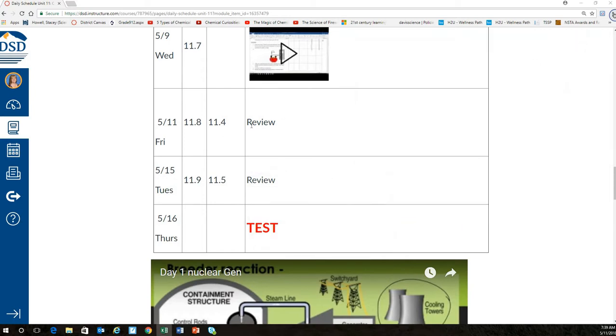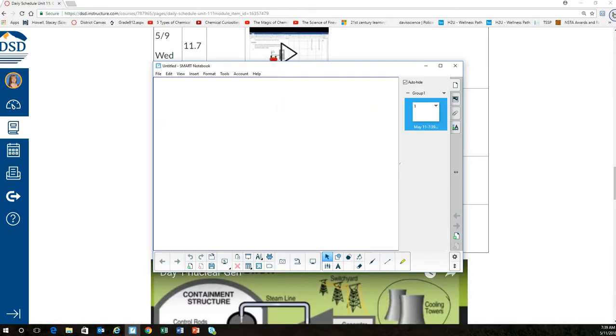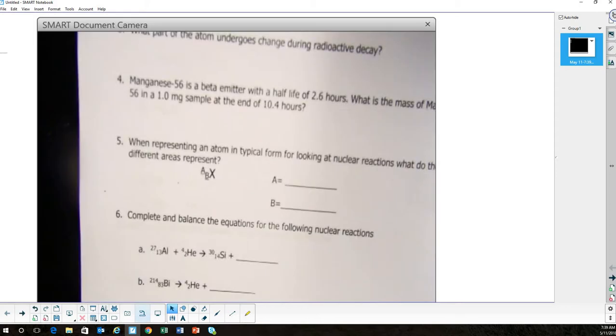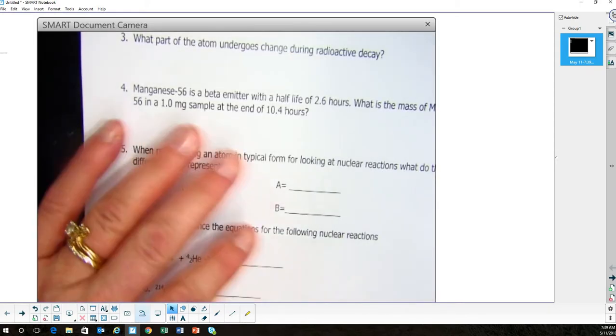We are going to do today a review on nuclear, and as you came in, you picked up a paper that will help you to do the review. We are going to do that paper together, even though it says it's an assignment. I'm going to use it as notes. And then in the packet that you received with this unit, there is a review for nuclear. It's assignment number 4, and that's what you'll have for your assignment for today.